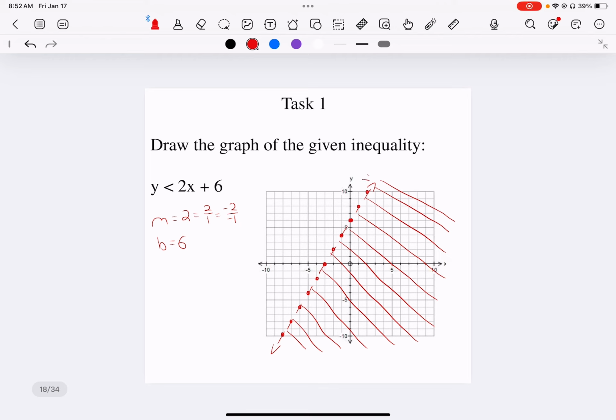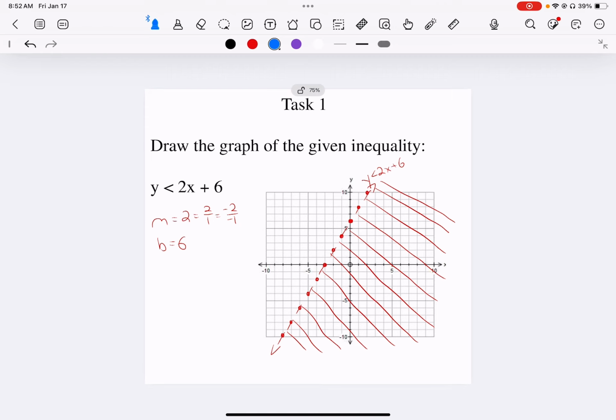And I'm going to label it. So I have y is less than 2x plus 6. And if you wanted to double check your shading, I'm going to use the point of the origin. So I have 0 is less than 2 times 0 plus 6. 0 is less than 6. So since that's true, I want to make sure my origin is in my shading, and it is. So I know my shading's correct.